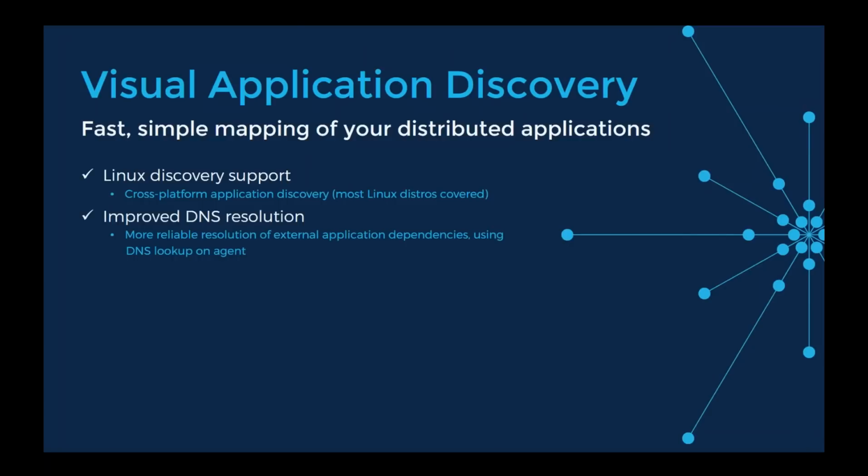We have improved the DNS resolution of external IP addresses. So if you have applications that have external dependencies, so an Azure-based or AWS-based or just a third-party web service that you're not monitoring with SCOM but is a dependency of your application, we now have better DNS lookup, so we can take the IP address that the server's connecting out to, and we actually use another data on demand task to perform that DNS reverse lookup to understand what the domain name of that IP address is.